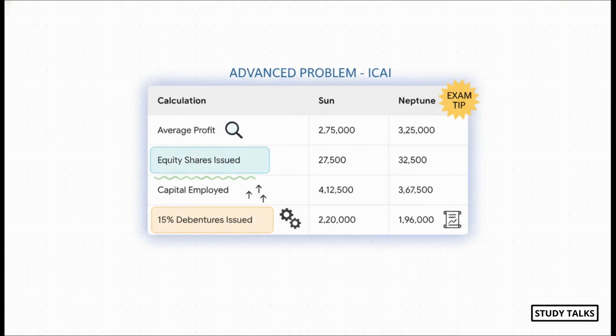And sometimes ICAI will really push your calculation skills. In a problem like this, the PC isn't just a simple number. You might have to issue shares based on each company's average profits, so the more profitable company gets more shares. And you might issue debentures not just as a lump sum, but to ensure a specific rate of return on the capital employed by each company. This is definitely an advanced level problem that tests multiple concepts at once.